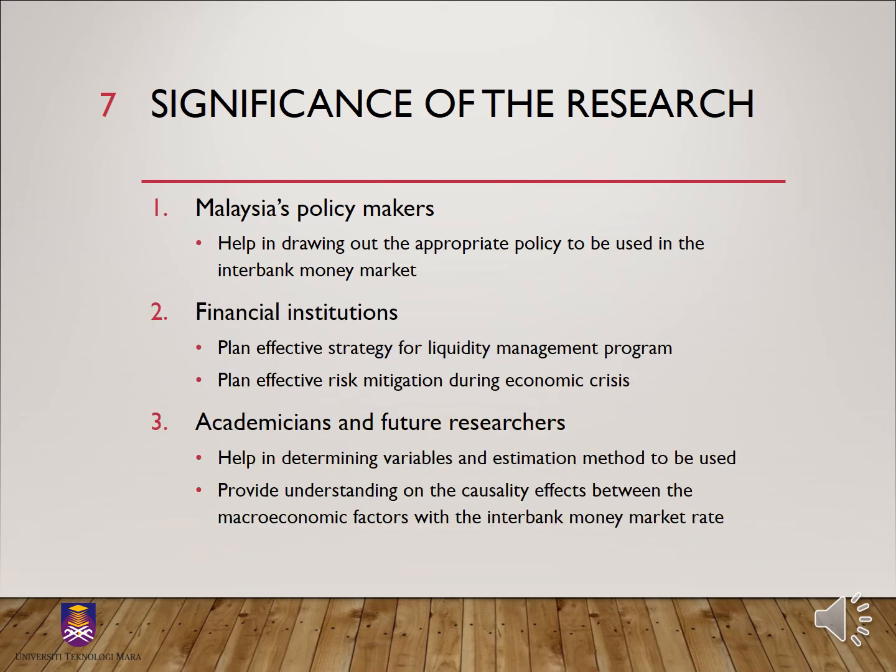We have three parties that would benefit from the research: the Malaysian policymakers, in helping them to come up with the appropriate policy to be used in the interbank money market; financial institutions, for them to use the results of the research to effectively plan their strategy for their liquidity management, as well as for their risk mitigation during the economic crisis; and also academicians and future researchers, to help them to determine the variables and also the estimation for their own study.